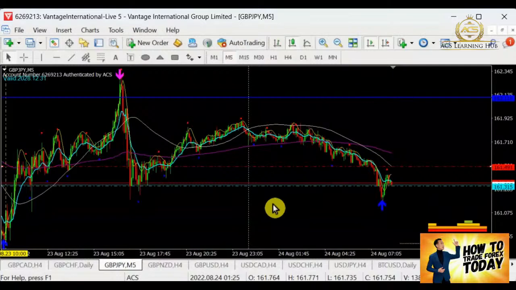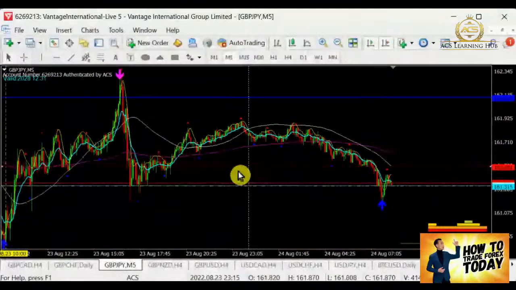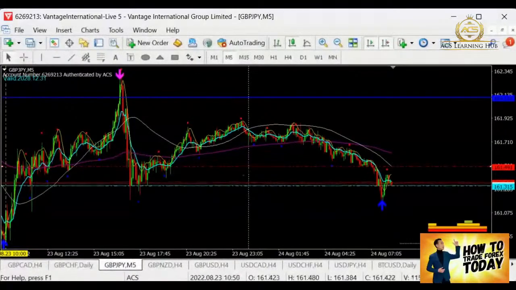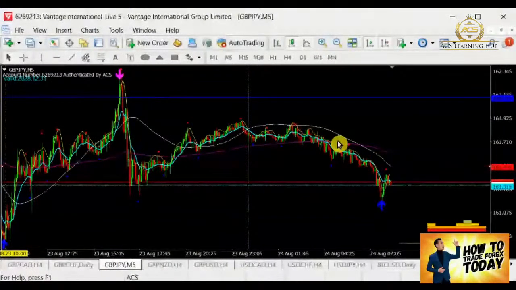There will be a good chance of selling again, so you can take note. Tentatively, if we have a support over here, as we can see.